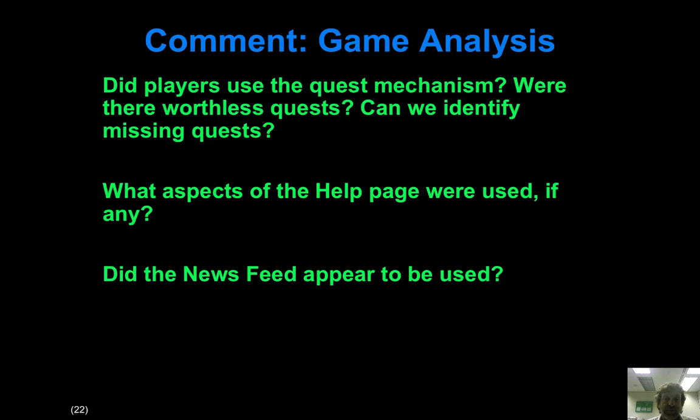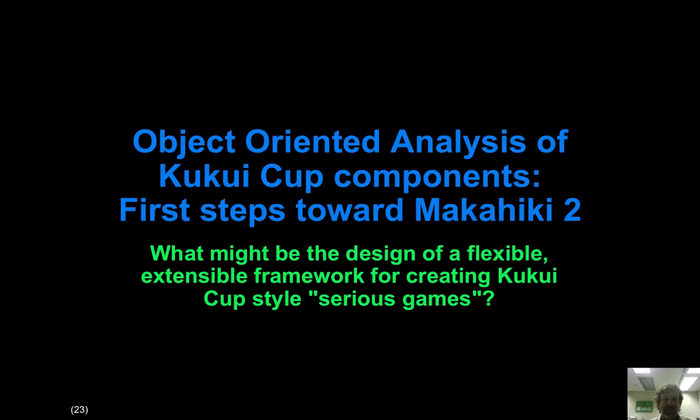Then in terms of game analysis, having gone through this, I'm quite curious about where and when and why people use the quest mechanism. Are there quests that never got used? Can we somehow figure out that we should have provided some quests that we didn't? I'm curious about the help page. Did it get used? When did it get used? How many, who used it, and so forth. And I'm also curious about the news feed. I'd like to see some analysis of that happen in the near future, because that can also be really helpful to us for the design of the second generation.